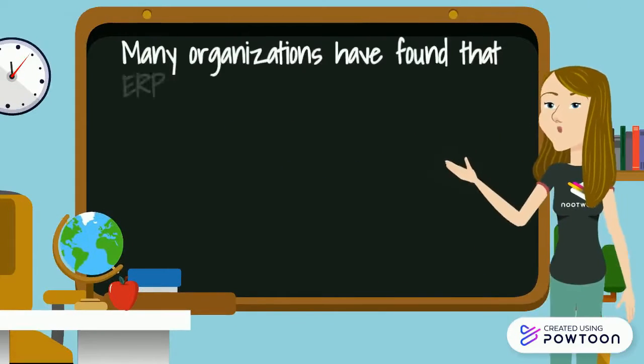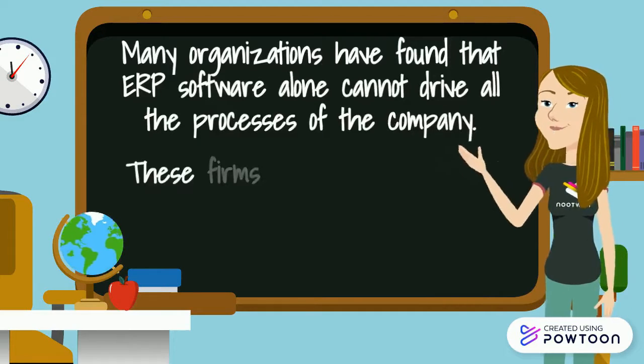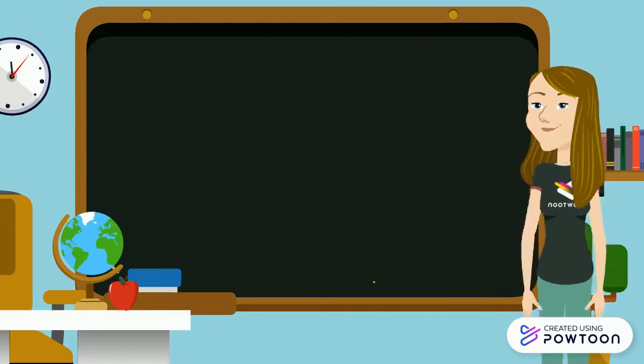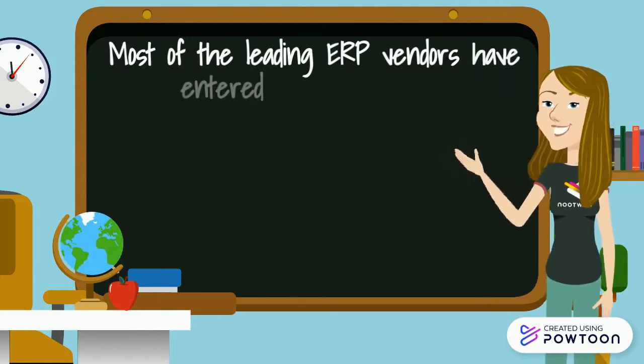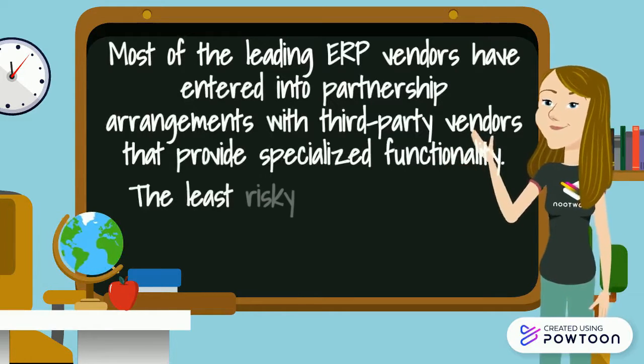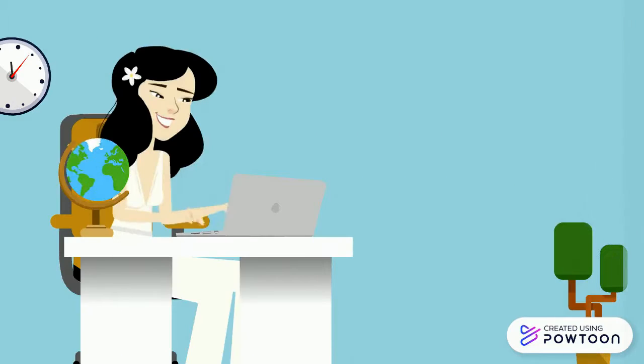Many organizations have found that ERP software alone can't drive all the processes of the company. These firms use a variety of bolt-on software that third-party vendors provide. Most of the leading ERP vendors have entered into partnership arrangements with third-party vendors that provide specialized functionality. The least risky approach is to choose a bolt-on that is endorsed by the ERP vendor.